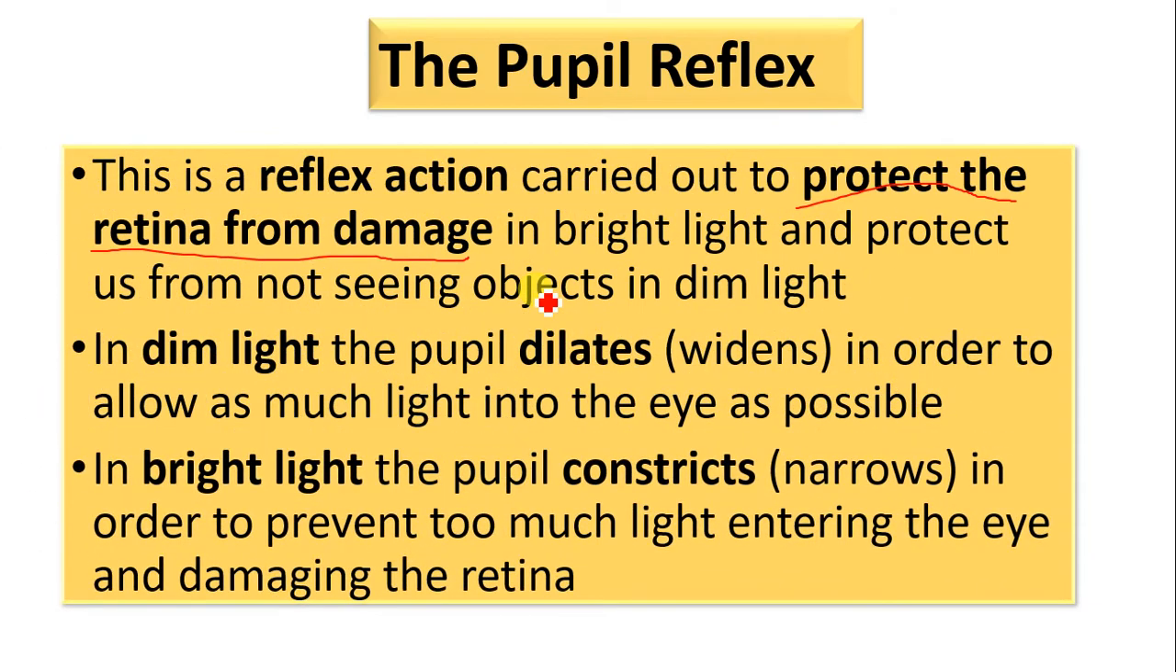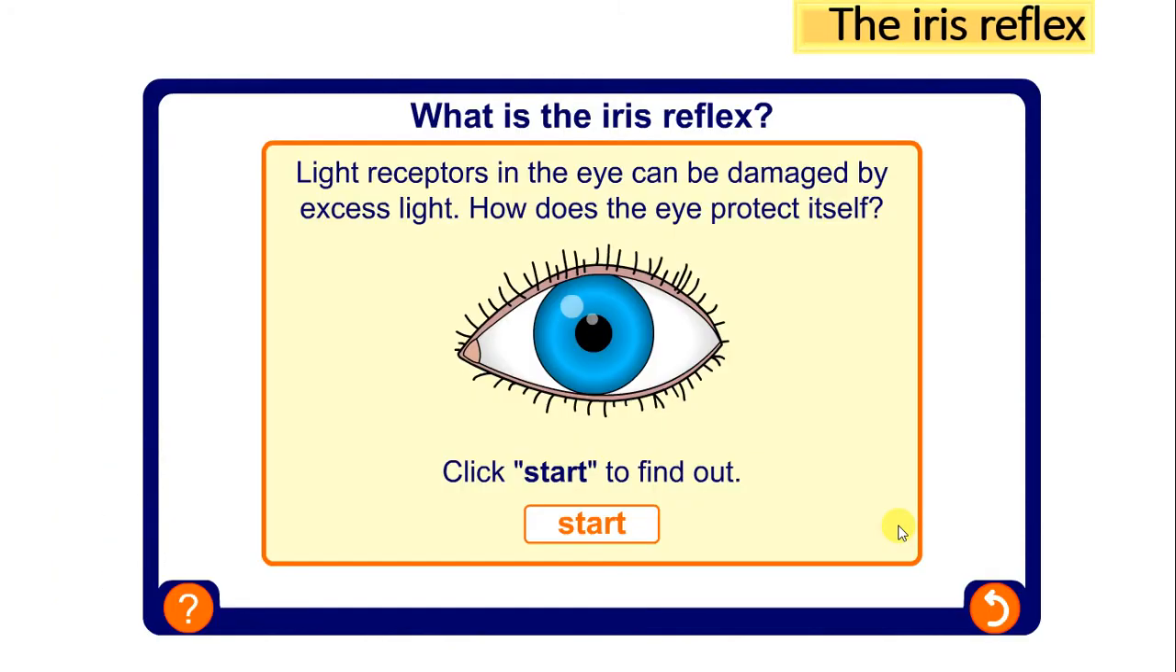In dim light, the pupil dilates, it widens in order to allow as much light into the eye as possible. While in bright light, the pupil constricts, so it becomes narrow in order to prevent too much light entering the eye and damaging the retina. So let's look at this quick animation to see how it works.